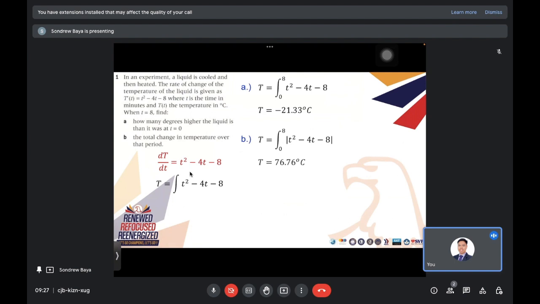You just have to look into the clue. Is it a net change or is it the total change? Sometimes net and total is not given. You have to analyze it yourself. Just like in the first one, you're not told it's the net change. But take note, you're talking about the change from 0 to 8. So it's just simply a net change.